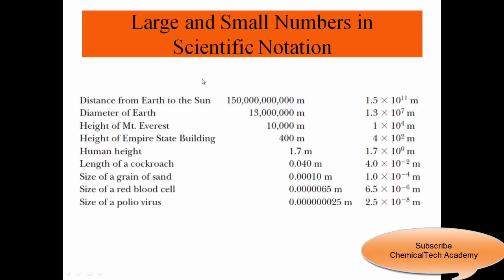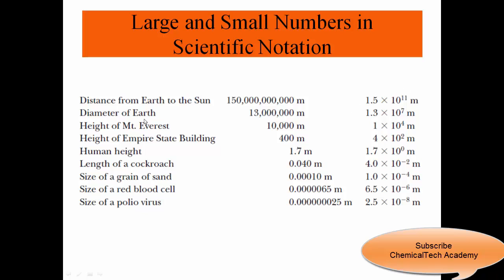These are just some examples of large and very small numbers. For example, the distance from Earth to the Sun is 15000 followed by 10 zeros, in meters. As you see, it's very difficult to write this number and doesn't make sense, so it's better to convert it to a scientific form. We have 1.5 times 10 power 11 meters. Instead of writing all these zeros, we make it much simpler.